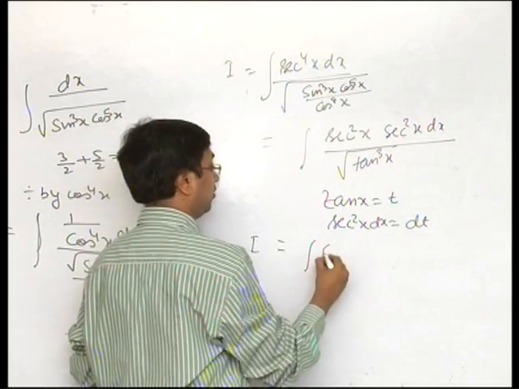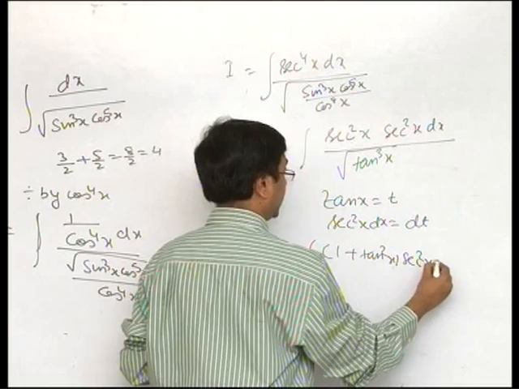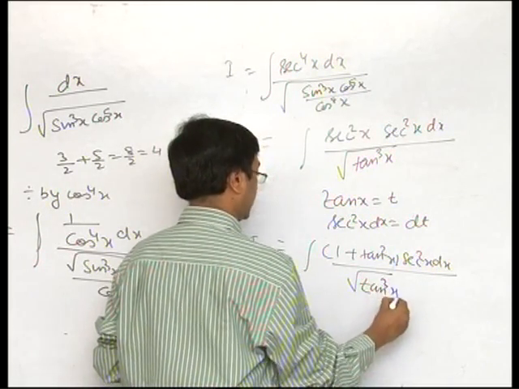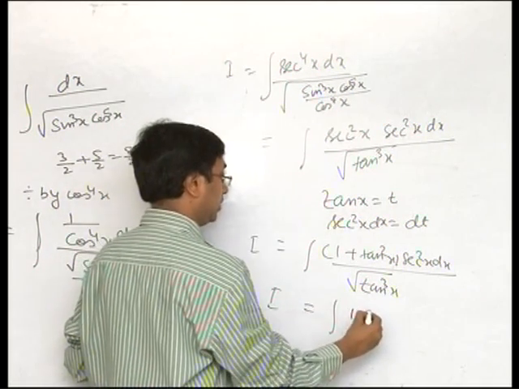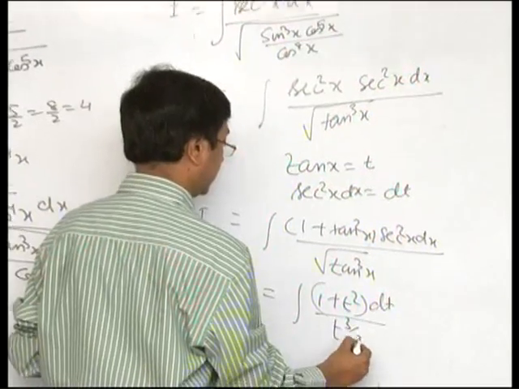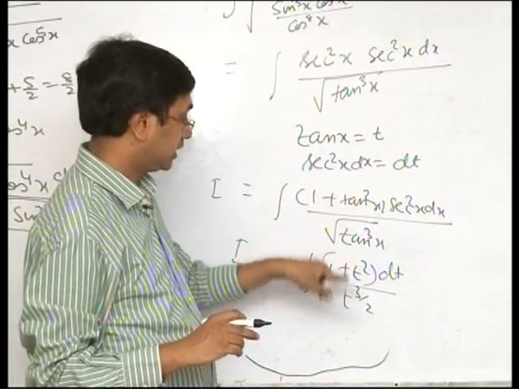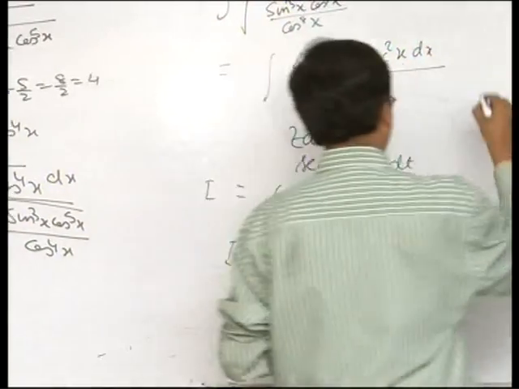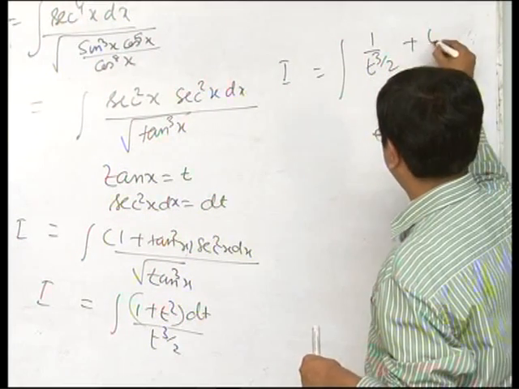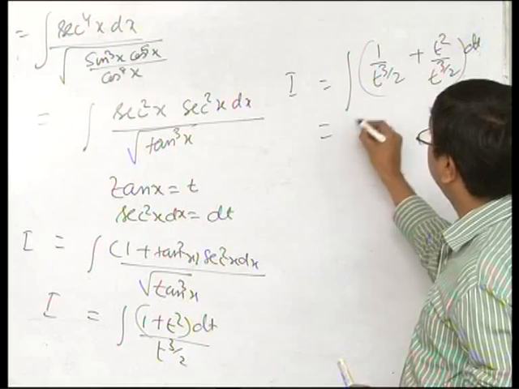So your I would become 1 plus tan square x, sec square x dx. So this would be nothing but 1 plus t square dt upon t to the power 3 by 2. How 3 by 2? If you put t over here, you get t cube. So that is t to the power 3 by 2. And I would become 1 upon t to the power 3 by 2 plus t square upon t to the power 3 by 2 dt. Now both of them can be very easily integrated.